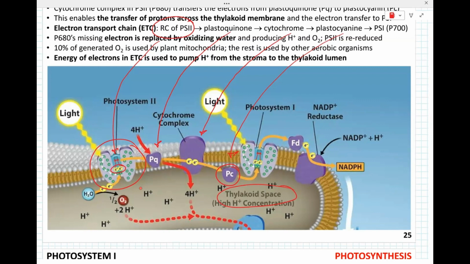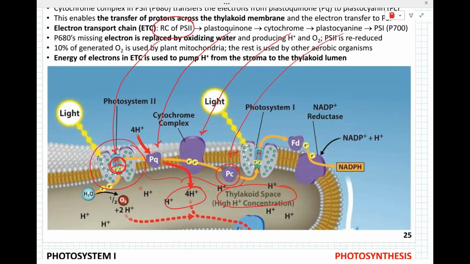So the role of high-energy electrons that are energized using the energy of light in the reaction center of photosystem 2 is to give that energy away in the electron transport chain so that this energy can be used to move hydrogens into the thylakoid space across the membrane, essentially creating an electrochemical gradient of hydrogen ions.